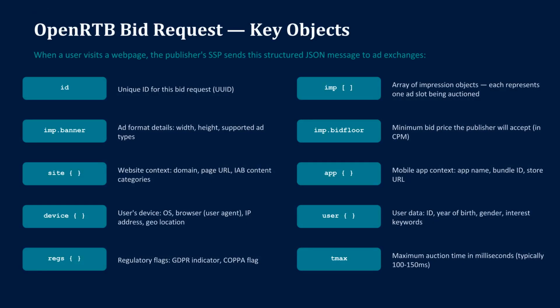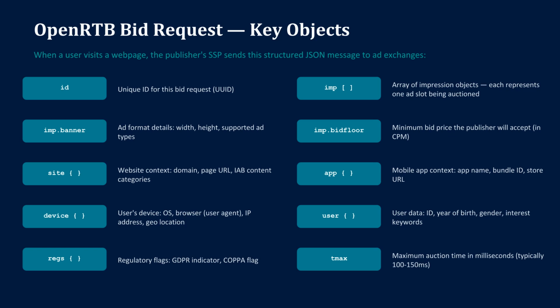When a user visits a web page, the publisher's SSP sends a bid request to ad exchanges. That bid request is a structured JSON message, a packet of information describing the ad opportunity. The bid request is the core message in RTB. Everything the DSP needs to make a bidding decision is in here: the ad format, the page context, the device, and user data. DSPs must evaluate this and respond with a bid or no bid within Tmax milliseconds.